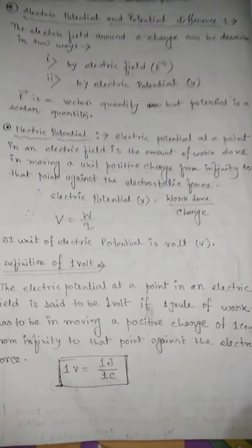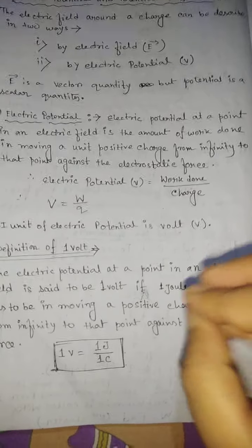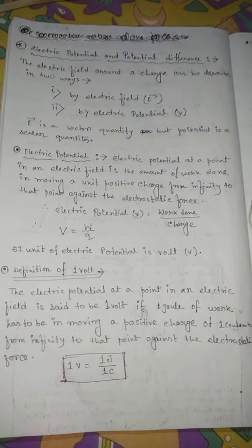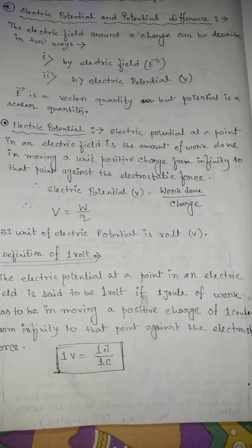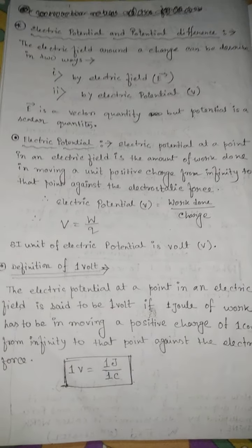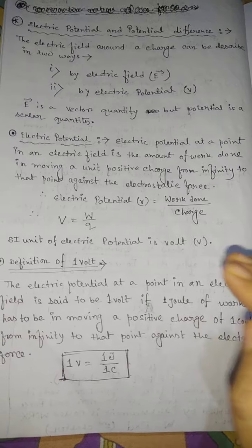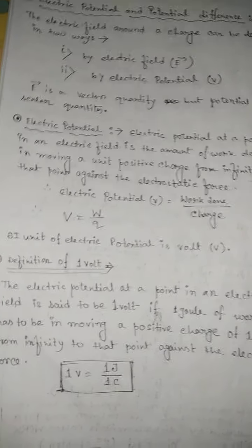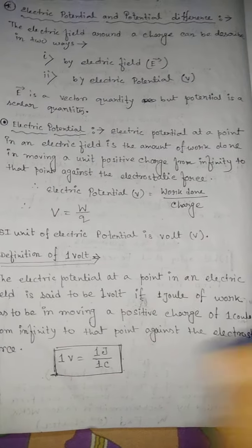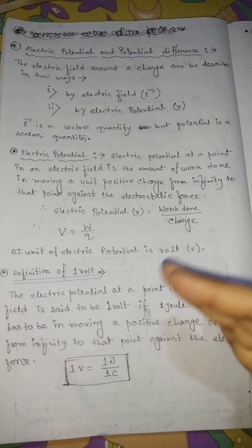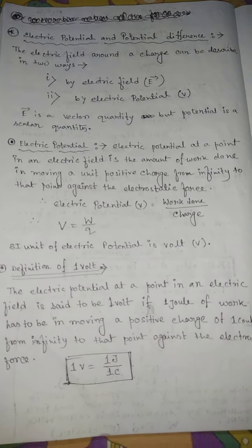Okay. So what is electric potential? Electric potential at a point. When you define electric potential, you must mention this, at a point, because we always define electric potential at a particular point. That means it has a magnitude but not a direction. That's why electric potential is a scalar quantity. Electric potential at a point in an electric field is the amount of work done. In this chapter we find the work done: when a force is applied on an object, it will be displaced, so force multiplied by displacement equals work done. So the amount of work done in moving a unit positive charge from infinity to that point against the electrostatic force is called electric potential.